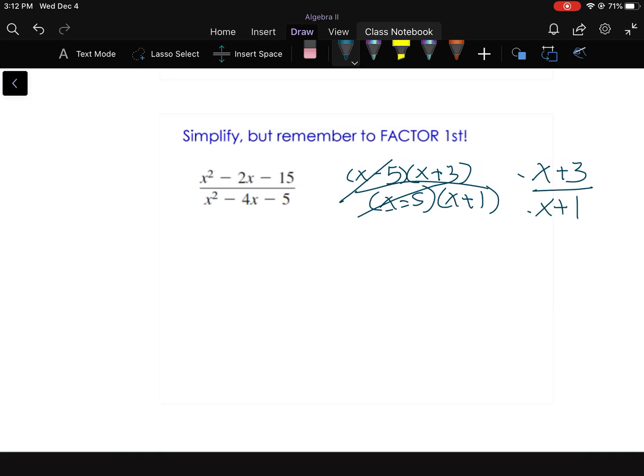Now, I do not cross off any of those x's because they're separated with a plus 3. x plus 3 is a totally different number from x plus 1.